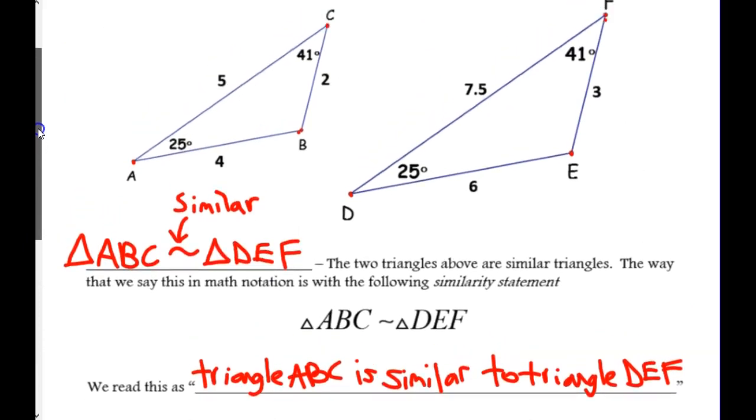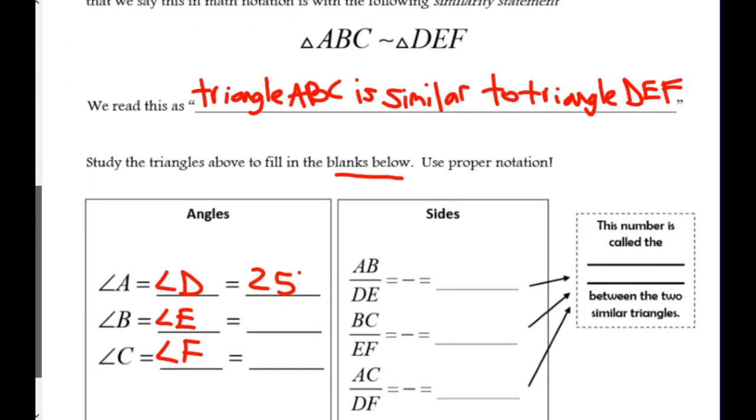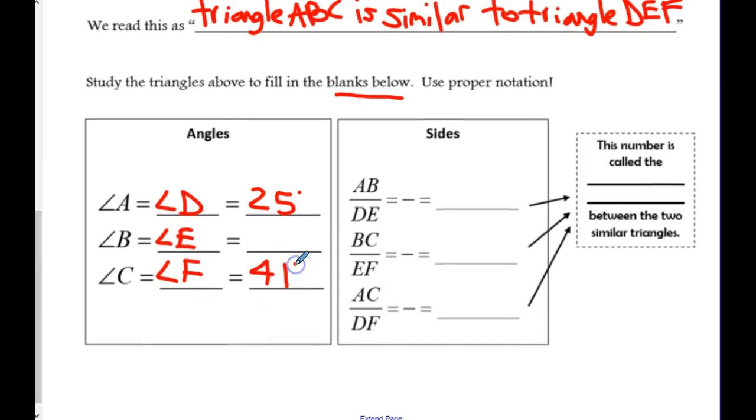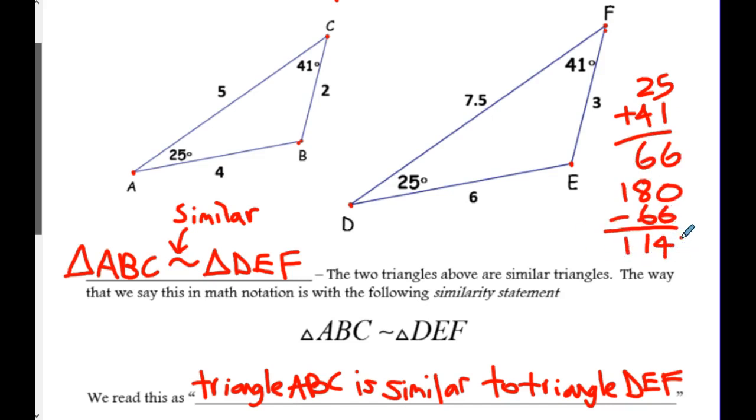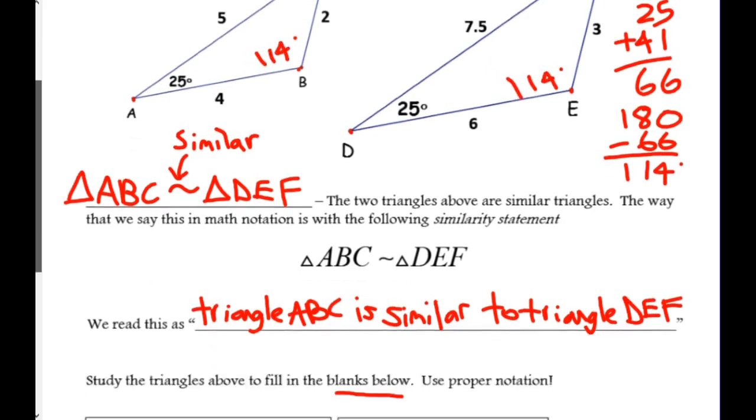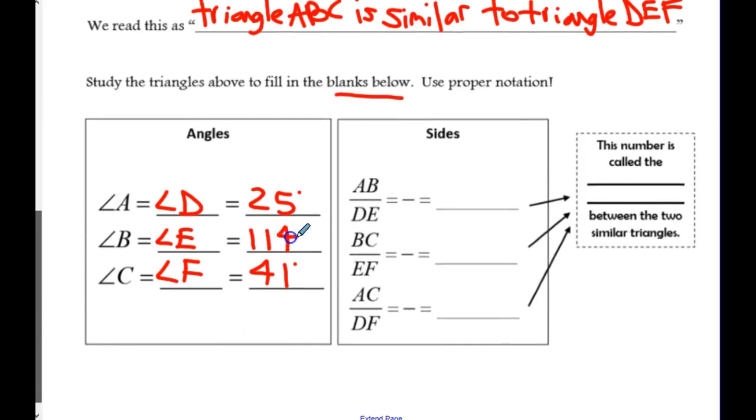And then what about C and F? They are both 41. How do I figure out that third angle? What do they add up to? 180, right? So I'm going to take these two, add them up, and subtract it from 180. So let's do that. 25 plus 41 is 66. Subtract 66 from 180, and I get 114. Okay? So 114 degrees is E and B. So let's write that down here. 114 degrees.